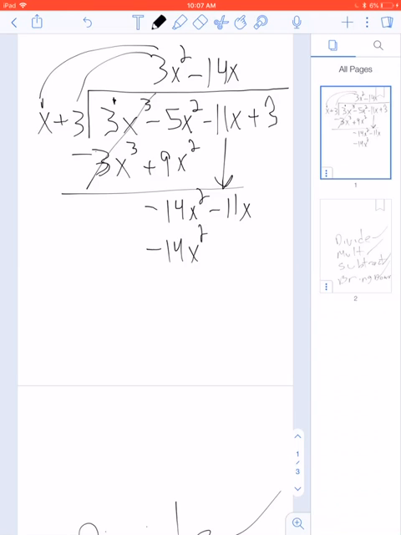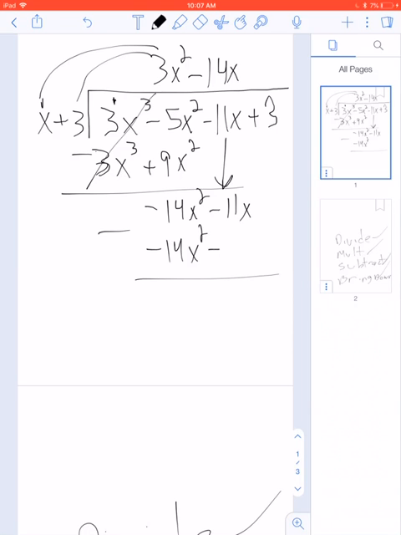Negative 14x times 3, well, let's see. 10 times 3 is 30. 4 times 3 is 12. So 14 times 3 should be, that's going to give me negative 42x, right? And I'm subtracting these. Let me try and clean this up a little bit. I'm still writing with my finger because Amazon is not helping me out with my package. Just bear with me.